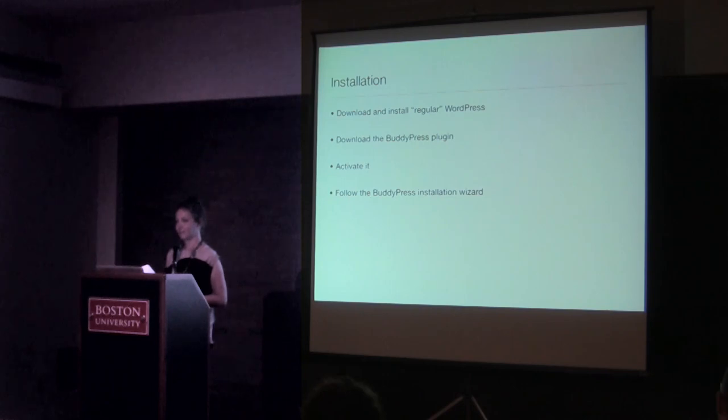So you go to WordPress.org, you download the latest version, and you install it on your web host just as if you were running a regular WordPress site. Then you download the BuddyPress plugin. You can do that either through the WordPress dashboard plugins section, if your web host allows that, or you can download it manually from the WordPress.org plugins repository. And then you go to your plugins page and enable the BuddyPress plugin. It is as simple as that.